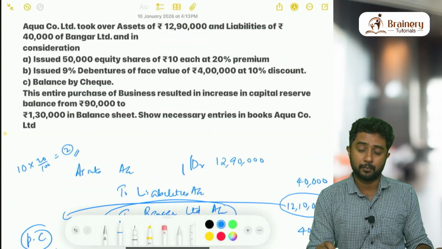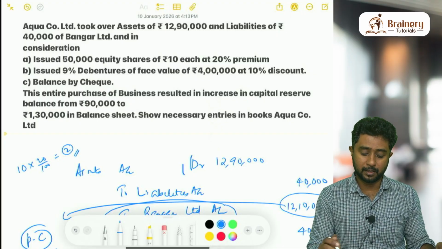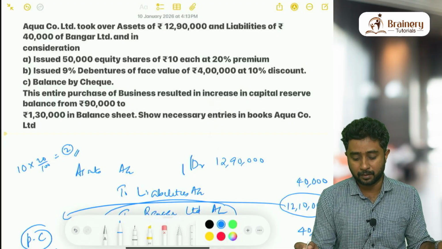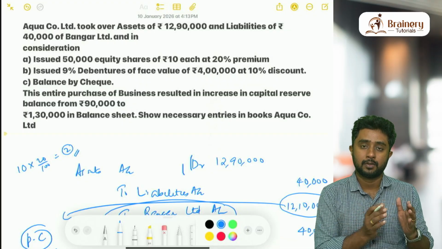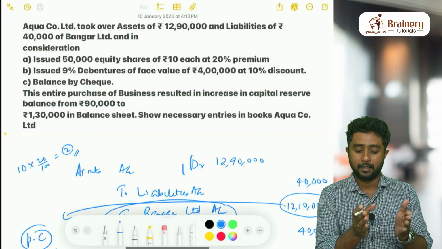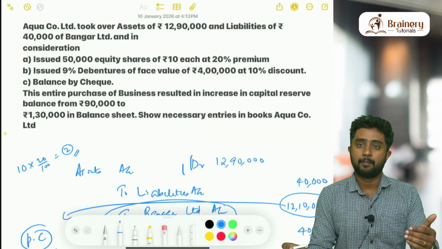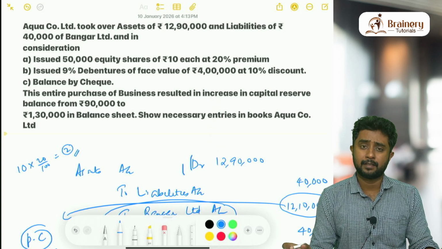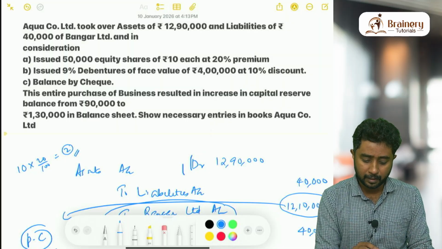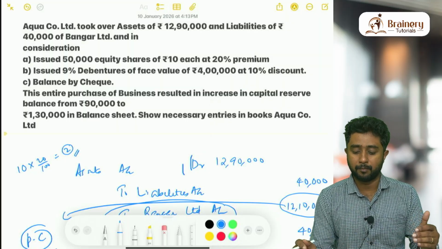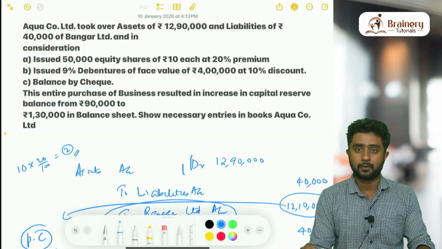Why we took this sum for today's discussion is because of two reasons. One is balance by cheque, that is also important. They have not mentioned anything about the purchase consideration, that is the second reason. So purchase consideration was not given, and if we know the purchase consideration only, we can decide on the payment, balance by cheque, if you know how to find it out. And some indirect element is also there when they mention about debentures and all. So that was also one of the reasons why we took this question for today's discussion.